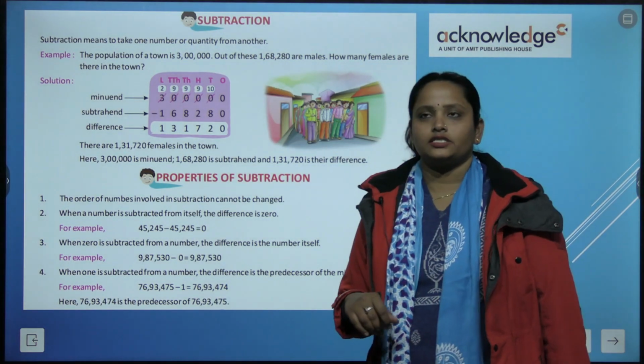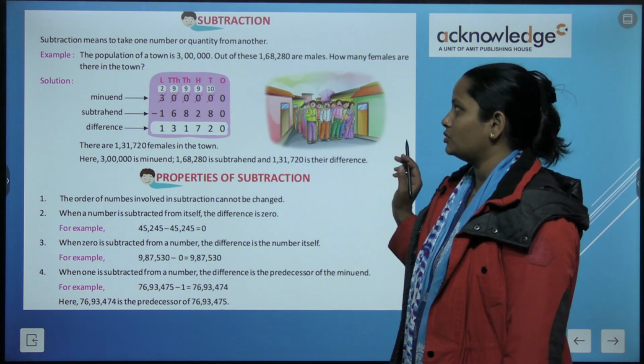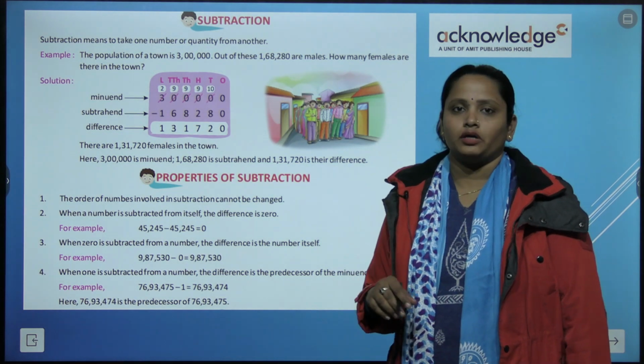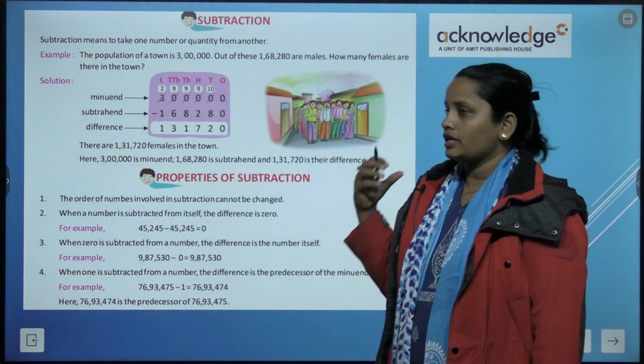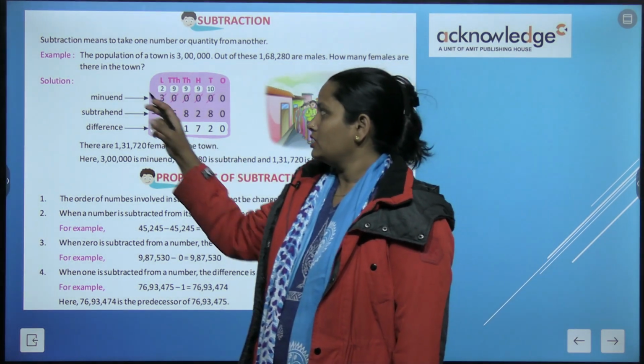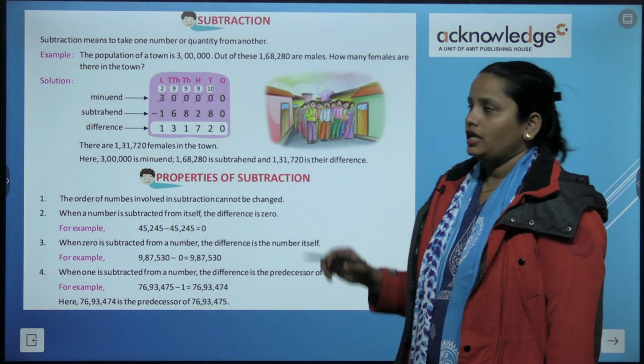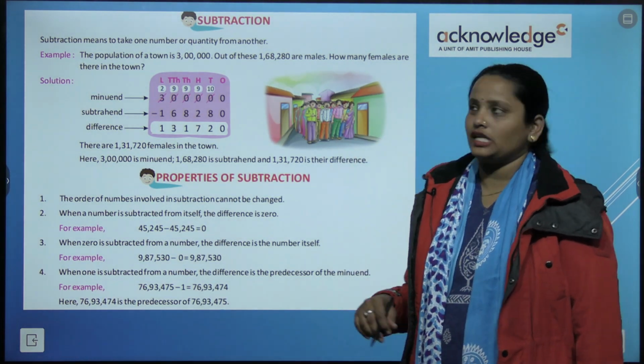Now let's learn subtraction. Subtraction means to take one number or quantity from another. So what do we have to do? Subtraction means taking something out of something. So the population of a town is 3 lakh. There is a town whose population is 3 lakh.